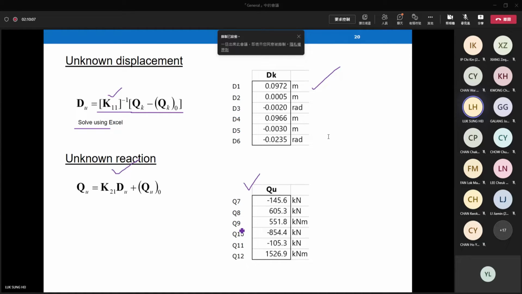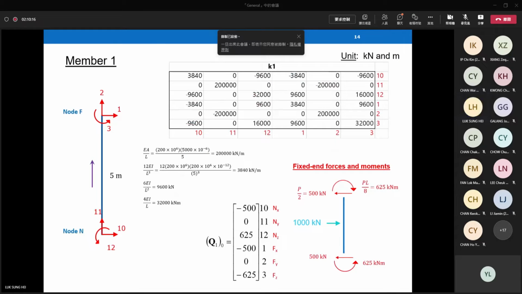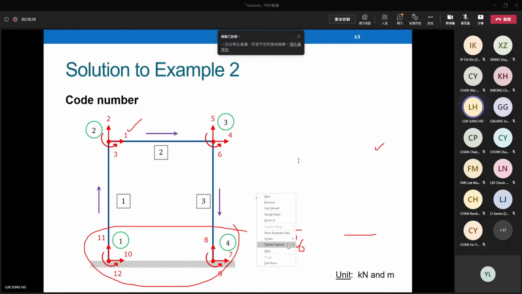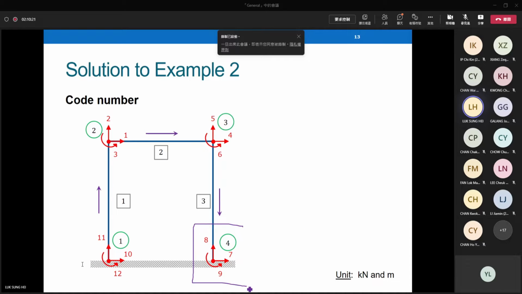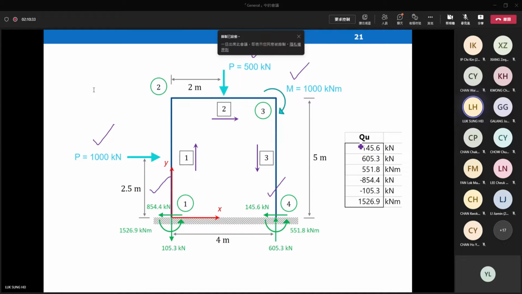I think we just explained in example 1. Where is 7? You need to go back to the code number diagram to see where direction 7 is. Seven represents the node on the right: 7, 8, 9, 10, 11, 12. So Q7 represents the component at node 4 along the horizontal direction.